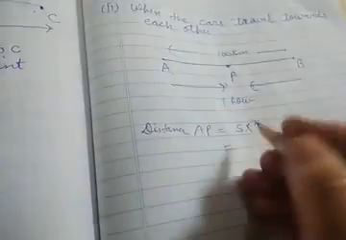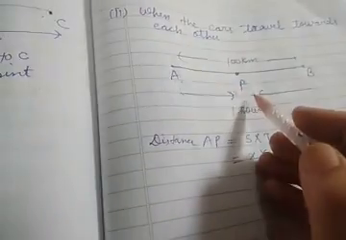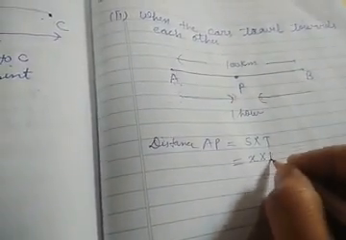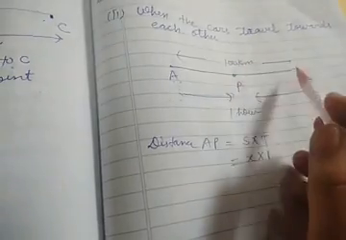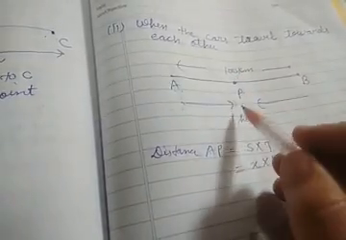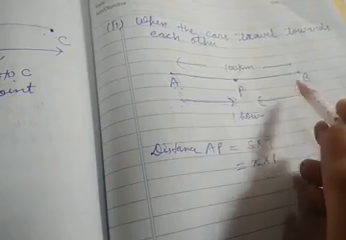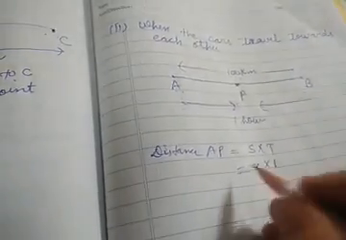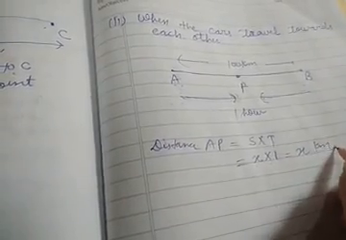Distance AP equals speed into time. What is the speed of car starting from A point? That is x. And what is the time taken by this car to reach at P point? That is 1 hour, because this car and this car meet each other in 1 hour. That means in 1 hour this car reached here, and in 1 hour this car reached P point. So AP distance will be speed into time, that means x into 1, x kilometer.